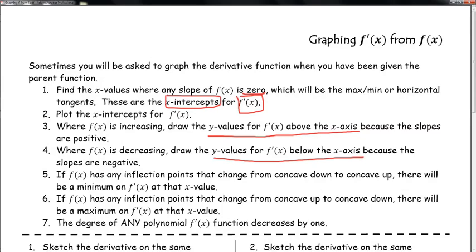If f of x has any inflection points that change from concave down to concave up, that means there will be a minimum on f prime. If f has any inflection points that change from concave up to concave down, there's going to be a maximum on f prime. And just so you remember, when you take the derivative, the degree of any polynomial in f prime is going to decrease by 1.